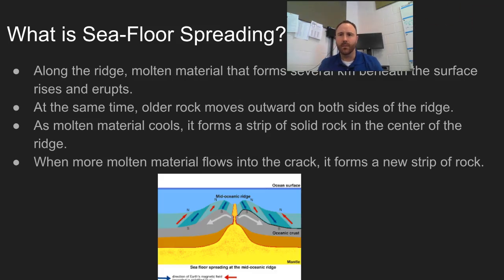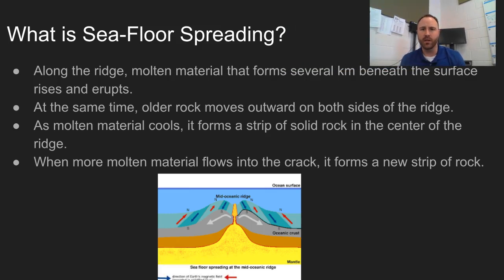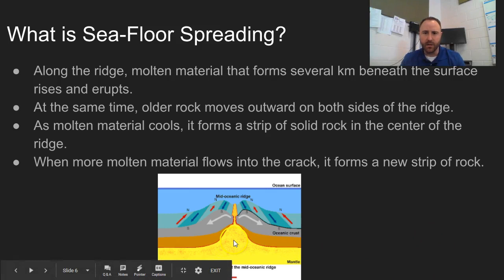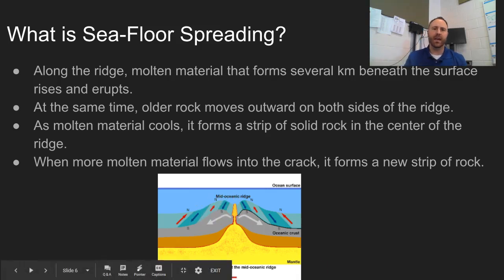Alright, so we know that seafloor spreading is along the ridge, molten material that forms several kilometers beneath the surface rises and erupts. So if you look down here, you'll notice that there is the mantle, which has our molten material that's going to come up, and it is going to flow out and over. And at the same time, the older rock is going to get pushed away, and it's going to move outward on both sides of the ridges. So on this side over here it's going to move, and then over here as well it's going to move.